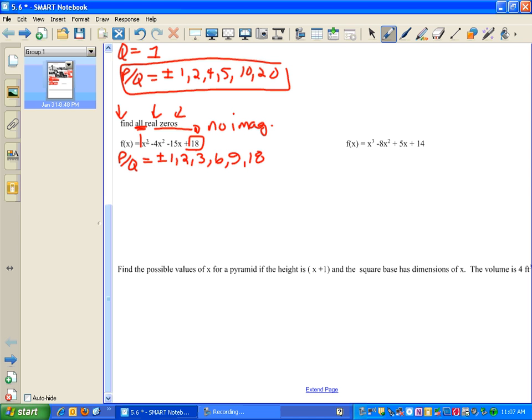Raise your hand. No, we're not going to plug and chug. What have we learned that allows us to decide if a value is a 0 or not? Synthetic division. Does that make sense? Every term must be accounted for. So we're going to do, using synthetic division, 1, -4, -15, 18, and yes, we do have some trial and error. Okay?